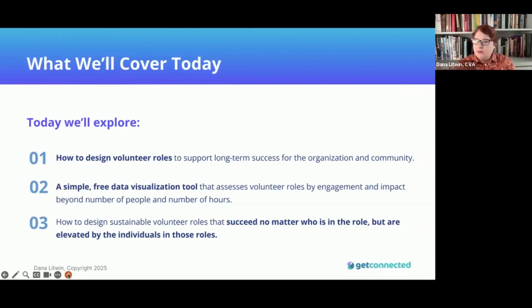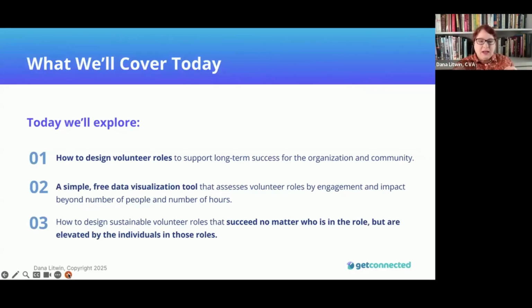And we're going to share and go over and do a little demo of a simple, free data visualization and assessment tool for volunteer roles or even entire programs, by the level of engagement, enthusiasm, and impact, beyond the number of people and number of hours. We know that's always a baseline metric with an organization, but we want to dig deeper, as you were talking about, Court. No matter where you are in your career, this is going to be helpful to you.